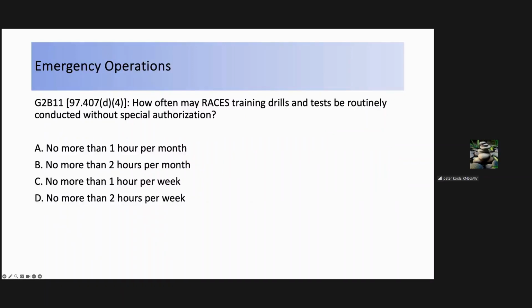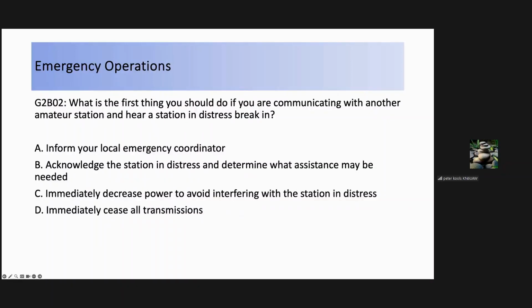So questions under this topic. How often may RACES training drills and tests be routinely conducted without special authorization? No more than 1 hour per week. What is the first thing you should do if you are communicating with another amateur station and hear a station in distress break in? Acknowledge the station in distress and determine what assistance may be needed.